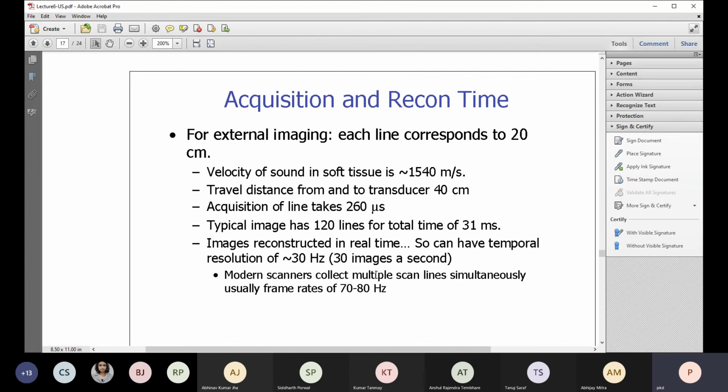Now, of course, scanners are available with much higher scanning rates. Multiple scan lines can be scanned simultaneously. So instead of one probe scanning throughout, multiple probes can scan simultaneously.